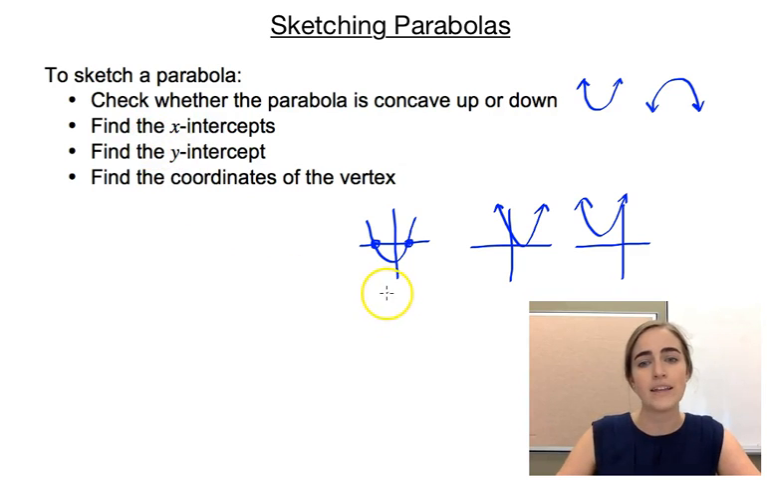Then we need to find the Y-intercepts. So the Y-intercepts are going to be where our parabola crosses the Y-axis. So in the examples that we've got, that's there, here, and it would be up here as well. And the last thing we need to do is find the coordinates of the vertex of the parabola. So that's its turning point. So in this one, it's just here, and then it's here, and then it's here. So we're going to find the coordinates of that point as well. So let's have a look at a few examples.